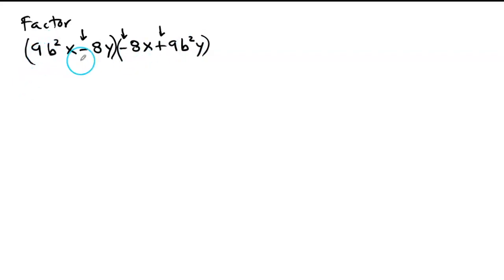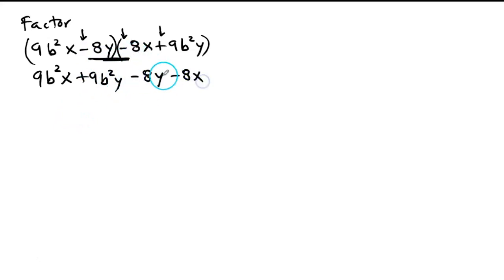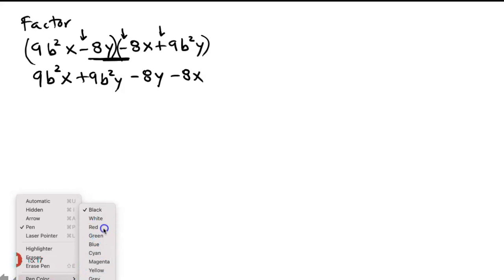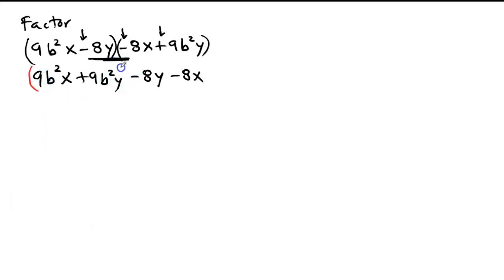Okay? So why not organize this thing? I'm not erasing anything. I'm just organizing. So what I'm going to do is bring that 9b squared x, and let's bring that plus 9b squared y. And now these two, minus 8y minus 8x. I'm just reordering. You are able to do this. Once I organize it, it looks a little better. Now I can do grouping. Again, I'm not erasing anything. I'm just reordering the whole thing.